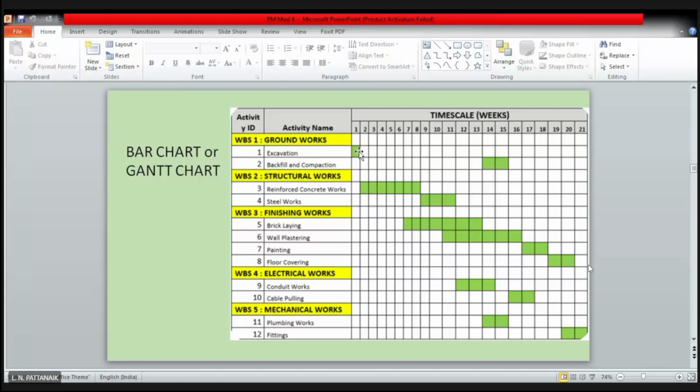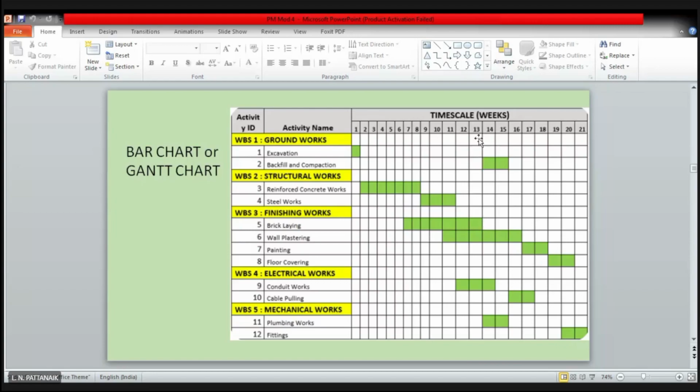So it is just a green block you can see, that is for activity 1, excavation. Right. Now if we look at activity 2, which was backfill and compaction, if you remember, we discussed that it can only start after the completion of an activity. Which activity? Bricklayer, right? Activity 5. So activity 5, you can see, is completing somewhere after the end of week 13.